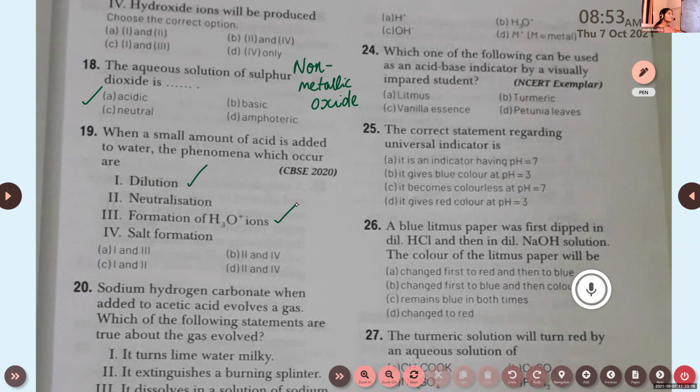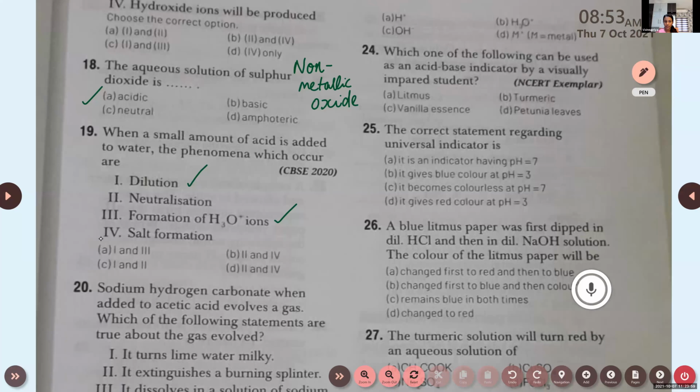Elvin? Salt will be formed only when acid reacts with a base, not with water. Acid and base join together to form salt and water. Here it is acid with water, so it is dilution. Dilution means more solvent will be there; the amount of acid is reduced by adding more water. The formation of H3O plus ions also takes place, because acids always produce H plus ions, which join with a water molecule to form hydronium ions. So among A, B, C and D, which is the correct answer?